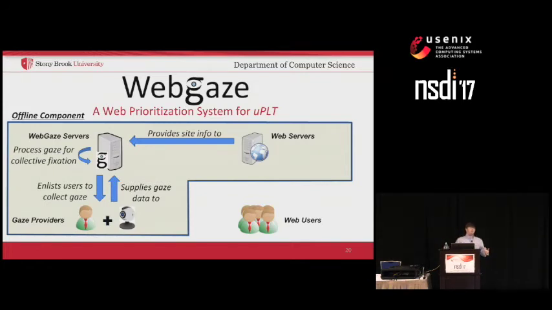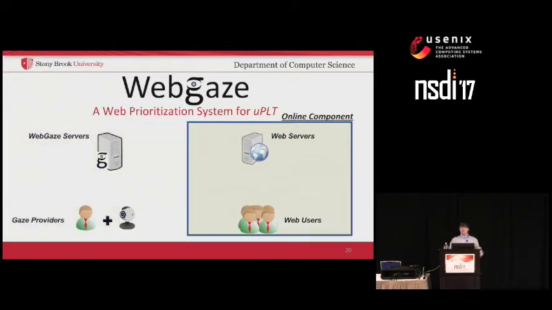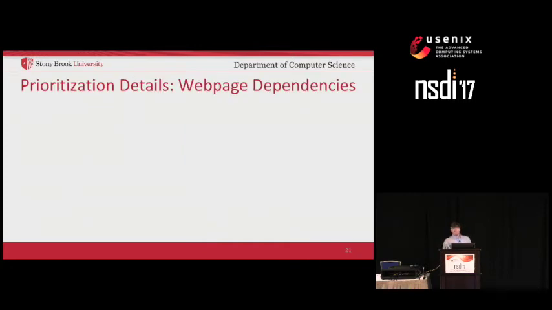And from there, the collective fixation produces a high priority set of objects, which it will send to web servers, which will do the prioritization via the online component, which utilizes the HTTP2 server push mechanism to move from this set of high priority objects in order to deliver them as soon as possible to the user. So just some technical details about the prioritization process, the first of which is web page dependencies.